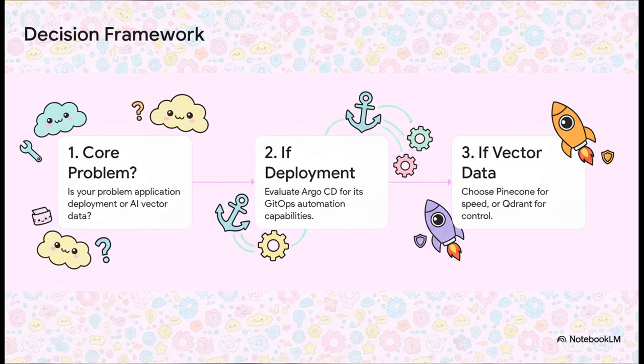Do we prioritize speed and simplicity? Go with Pinecone. Do we prioritize control and ownership? Go with Qdrant. It's that straightforward.